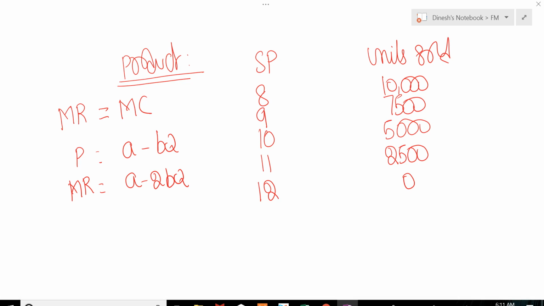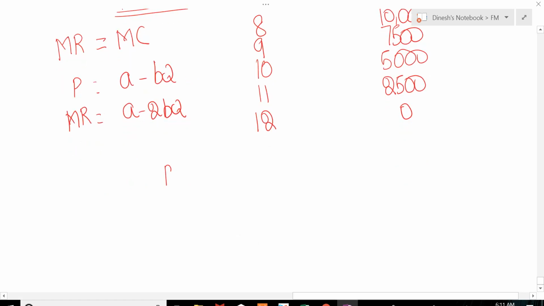Now, price is equal to A minus BQ. A refers to the price at which you will sell 0 units. A refers to the price at which you are going to sell 0 units. What is A in this case? 12.